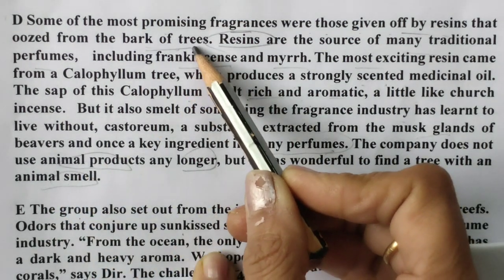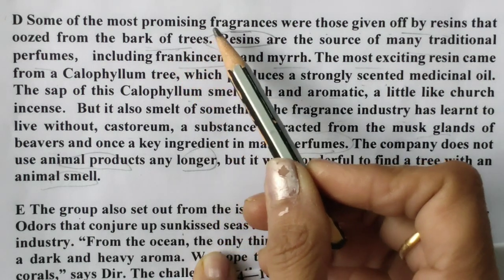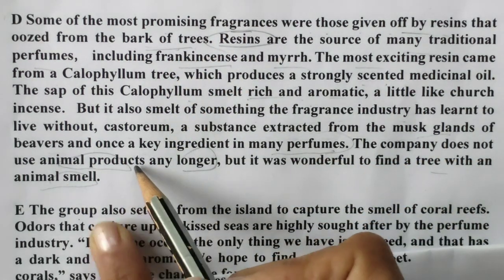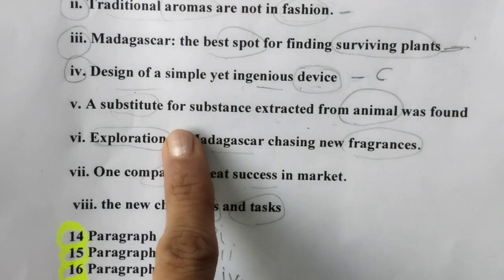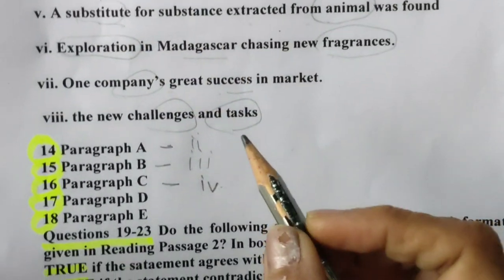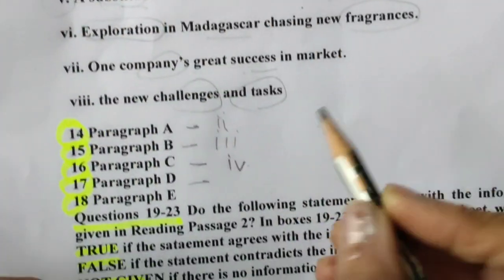It means initially they were talking about how they can get fragrances from the bark of a tree. Now they have given the main thing, they are not using animal products. It means animal products were used here. Now they have learned some substitute, like from a tree they are getting it. So this is the fifth number.